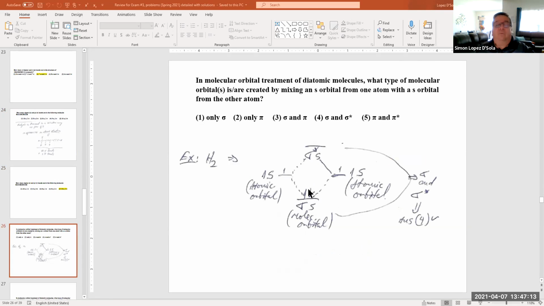Okay, now let's go for the molecular orbital theory, the last part of the chapter, which is included for this exam. In molecular orbital treatment of diatomic molecules, what type of molecular orbitals is or are created by mixing an s orbital from one atom with an s orbital from the other atom? The most important thing you need to remember in the molecular orbital theory is that when two atoms form a bond, you create a new orbital. You are not considering hybrid orbitals like in the valence bond theory. You are considering atomic orbitals that, when the atoms mix to form a bond, create a new complete orbital. And that orbital has like a cloud where the electrons are around.